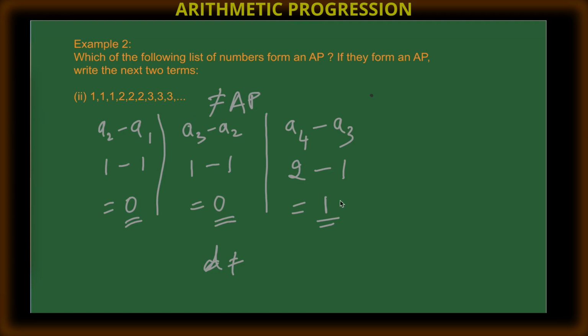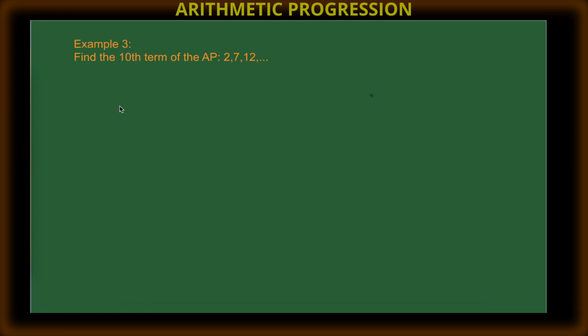Okay student, let's proceed to another example. What it says is, find the 10th term of an arithmetic progression. That means it's clearly given this is an arithmetic progression, so we don't need to prove that. We need to identify the 10th term. We have a formula: an is equal to a plus n minus 1 into d. To identify the 10th term, n is equal to 10.